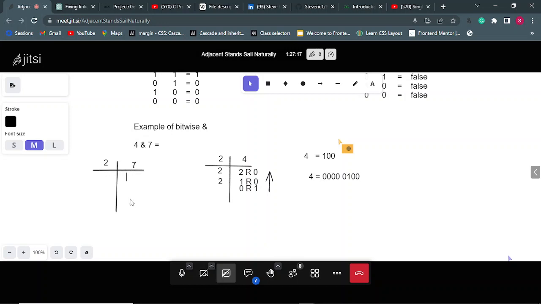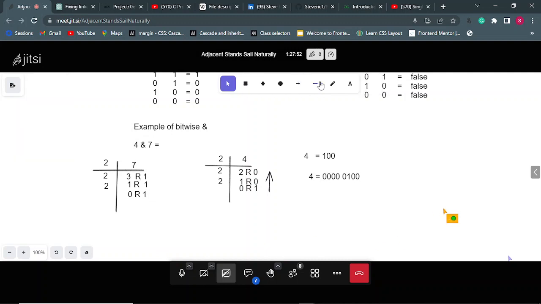Now, 2 in 7 gives us 3 remainder 1. Right? Now, let's move on again. How many 2s can we see in 3? That is 1, remainder 1. Am I still audible? Yes, you are. Okay. How many 2s can we see in 1? That is 0, remainder 1.